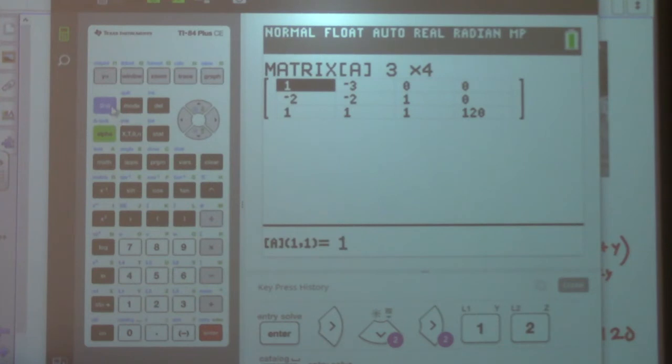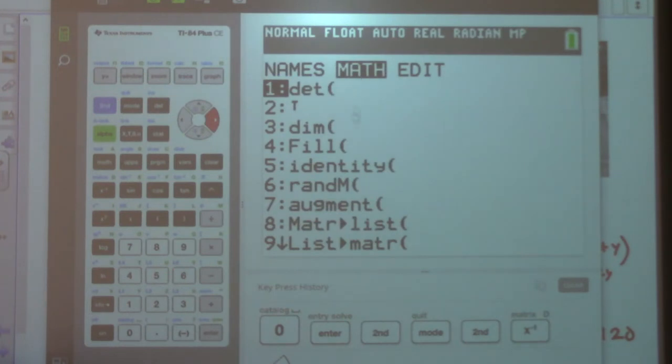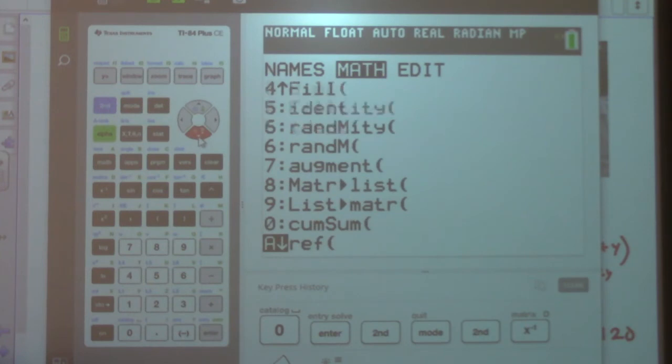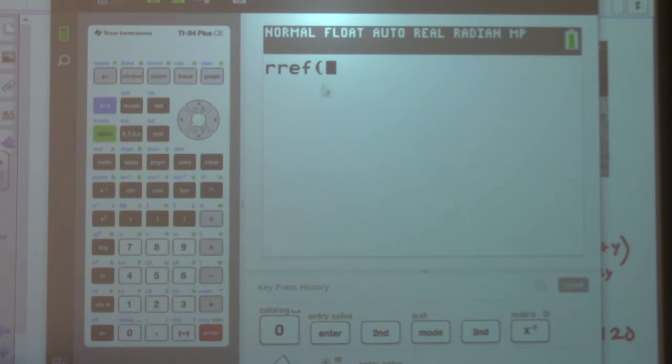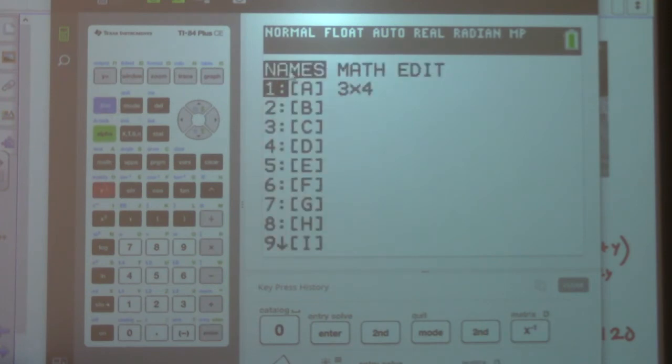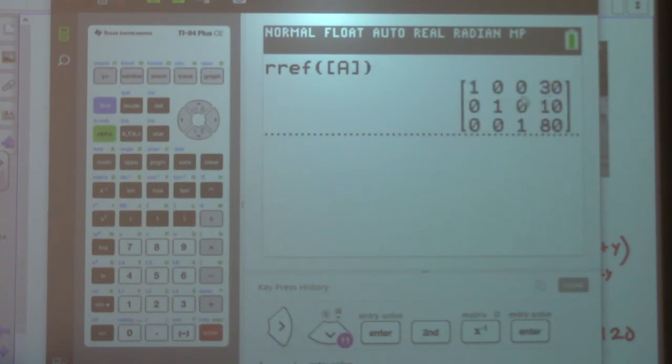We're going to clear this out now by pressing second quit. So we have a blank screen here. And next we go to second matrix, and we go over to this submenu math, and we come down to choice B, which is RREF. It stands for reduced row echelon form. Press enter. And then we go to press second matrix one last time, and we're in the names submatrix. We press enter to enter matrix A. We close that off. We get our answer here, like this.